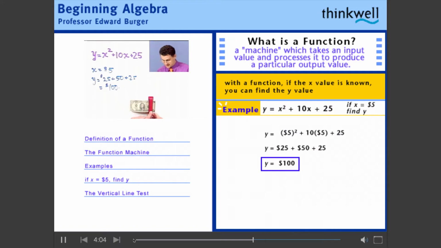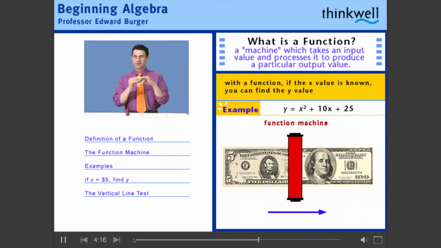You see it? This is looking cool, folks. Holy cow. $5 in and a crisp, nice, beautiful $100 comes out. Folks, there's nothing like the smell of money. This illustrates a very important principle. Math pays.